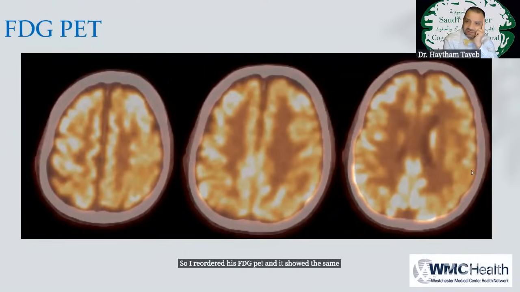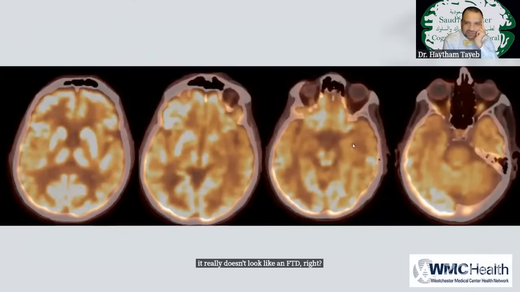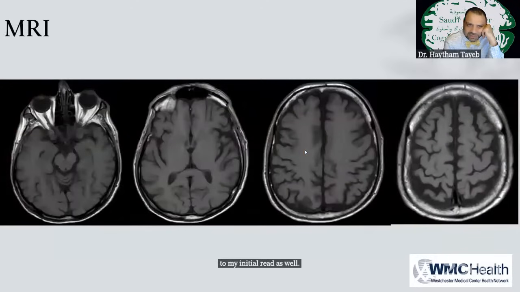You can see different scanner, but you can see the parietal hypometabolism, and it really doesn't look like an FTD, right? This parietal and then temporal. So this is giving credibility to my initial read as well. And then this is his MRI. Pretty good looking MRI.